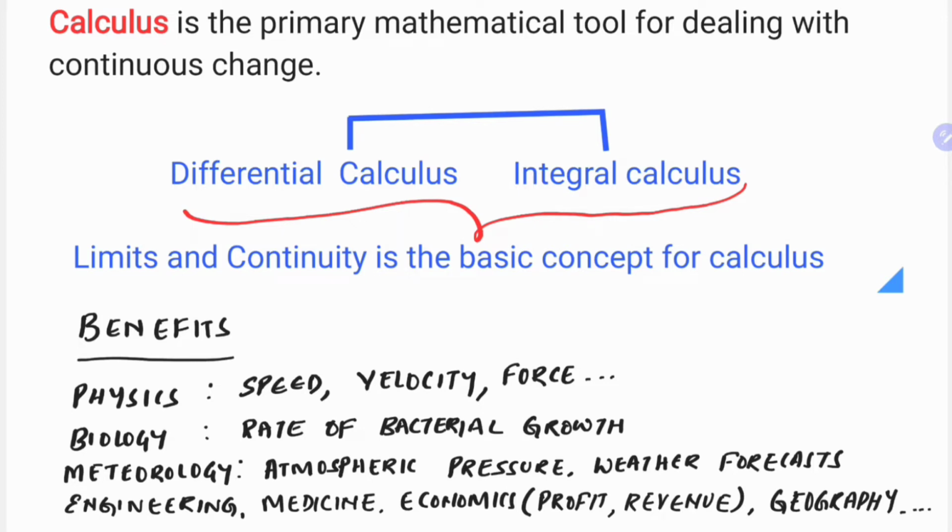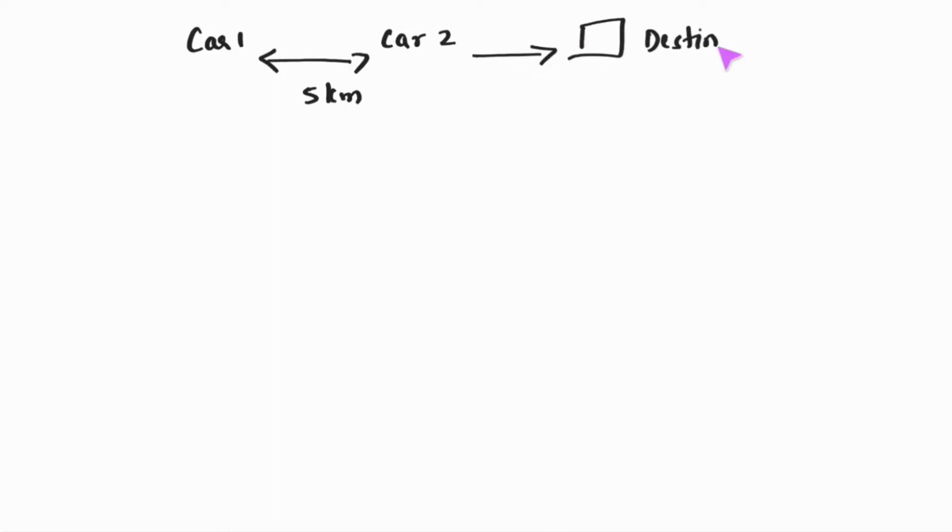Similarly, in the field of economics, we have to define the growth rate of profit given the cost and revenue. And in the case of geography, we may have to determine the rate of growth of population in a given city. So let's take an example. Say we have two cars, car 1 and car 2. The distance between these cars is 5 kilometers. Car 2 is heading towards its destination, say this is its destination or the final point. Car 2 is, say, traveling at 60 km per hour.